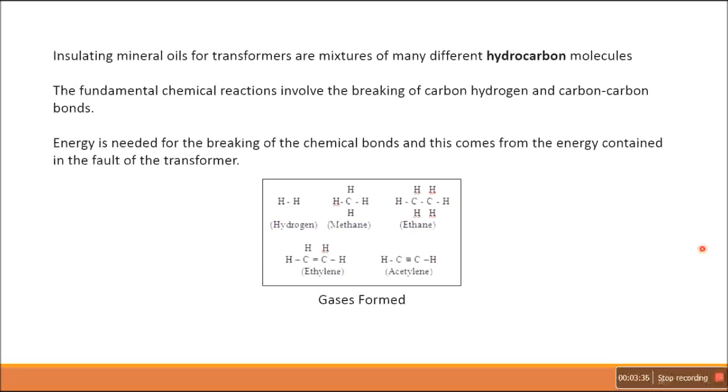Now we know that the insulating mineral oil used in the transformer is a mixture of many different hydrocarbon molecules. The fundamental chemical reaction involved in generation of the gases is the breaking of the carbon-hydrogen and carbon-carbon bonds. The energy required for breaking these bonds comes from the energy contained in the fault of the transformer, and different gases like hydrogen, methane, ethane, ethylene, and acetylene are generated. All these gases are composed of carbon and hydrogen.